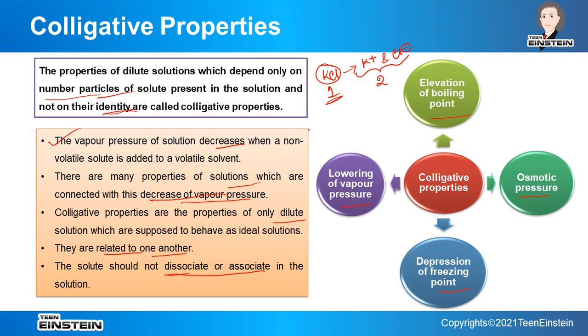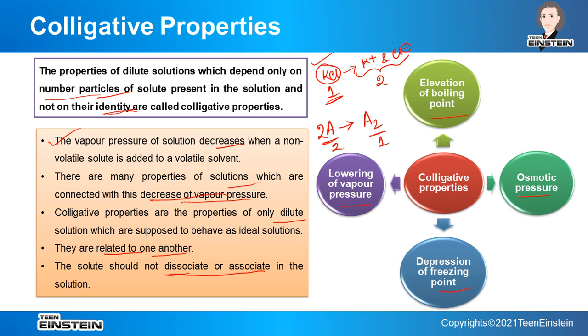Association means, suppose there is a solute A, and when you add it to the solution, 2 A molecules behave as A2. So what will happen? Here the colligative properties will differ a lot, because here it is 2 particles but here it is behaving as if it is 1 particle. So this is association, and the first example is dissociation. This type of process should not be there, otherwise there will be error.